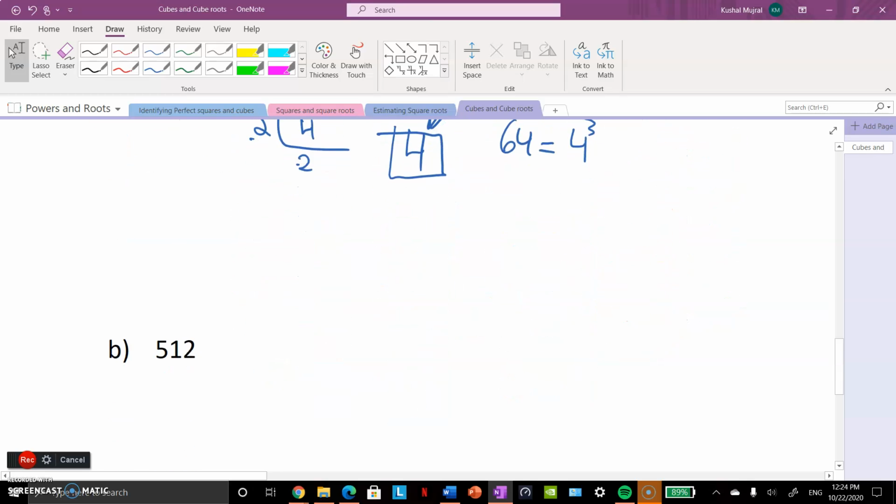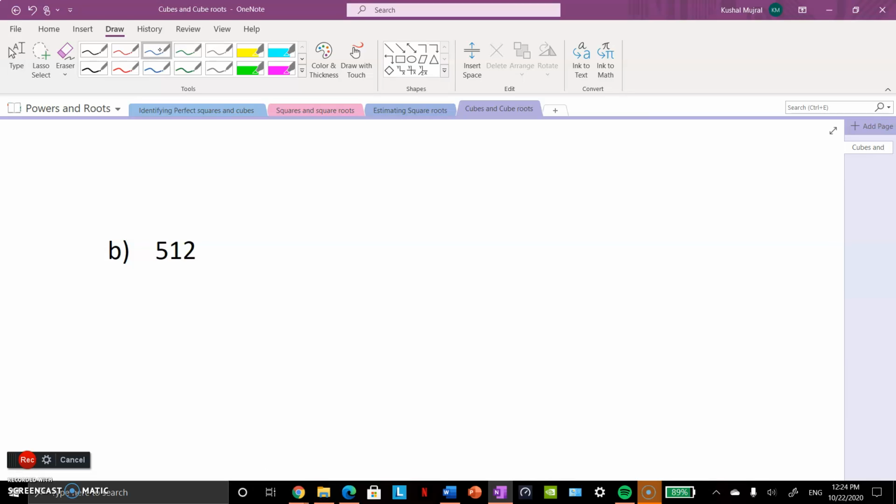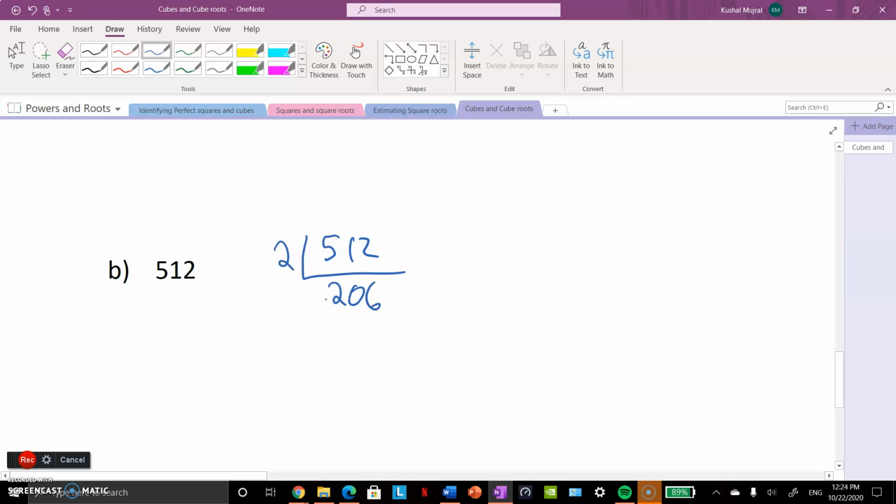Let's take a look at 512. Okay, so we'll put 512 into a prime factorization. We have 256. You can divide it. What did I just do there? 256. I'm sorry about that. 256. Here, you should be doing these divisions like this.